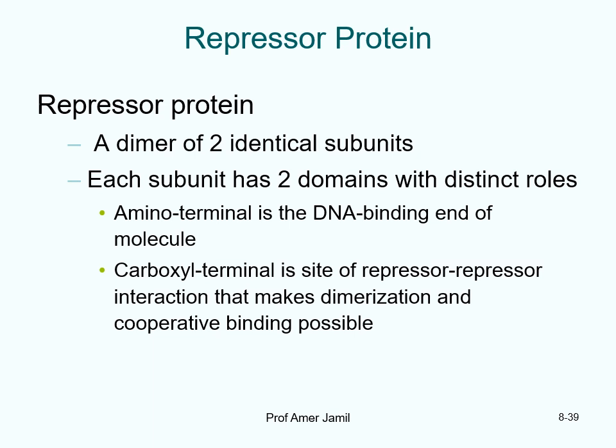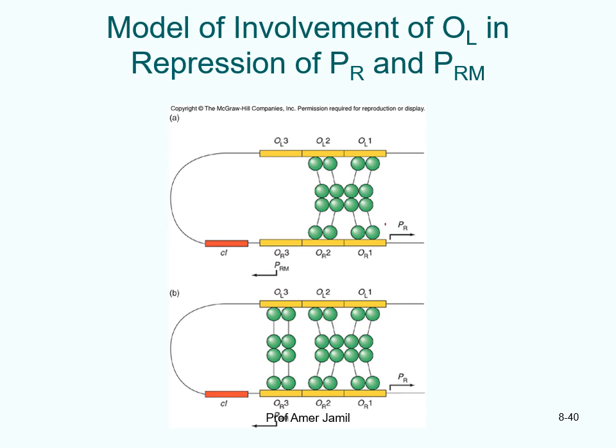The repressor protein is a dimer of two identical subunits. I already have explained this, but there are two terminals, of course. One is the amino terminal, the DNA binding end of the molecule, and the carboxy terminal is the site of repressor interaction that makes dimerization and cooperative binding possible. As you can see here, this is the DNA binding site, and this is the cooperative binding site. There are two situations, where this one is clear or it is not clear: in this case there is no binding of repressor, and in this case there is binding of repressor, as I mentioned earlier, how the repression of PR and PRM takes place.